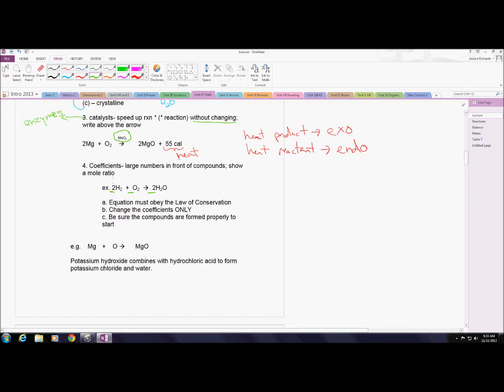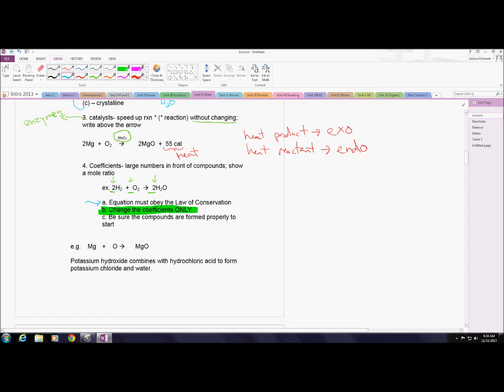These are the things that we change when we balance equations. You cannot change the subscripts to get an equation to balance because then you change what type of compound it is. The coefficients are the only things that we can change. Only change the coefficients to balance an equation. Do not change anything else. Our equations have to obey the law of conservation.